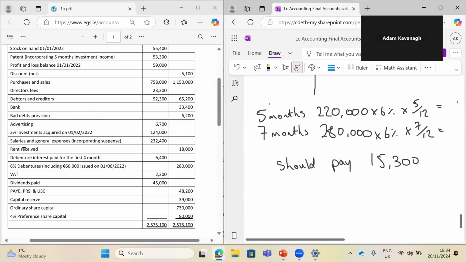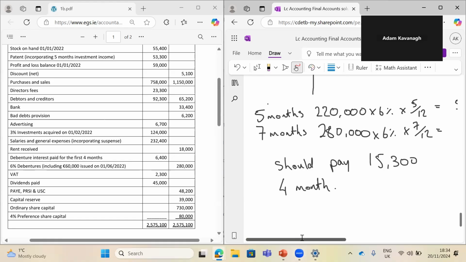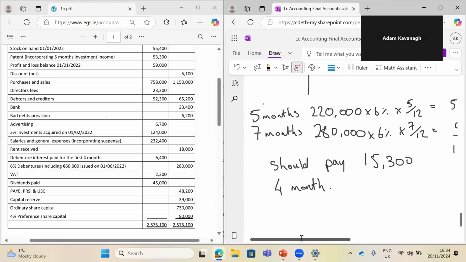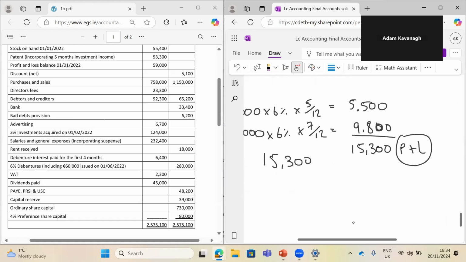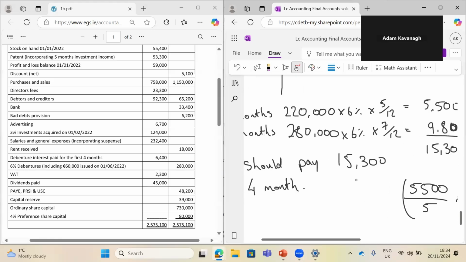We've paid 4 months. Now, how much is 4 months? We said here it was 6,400, but let's actually calculate it. We know the first 5 months were 5,500. So to figure out what 4 months equals, we get 5,500 divided by 5, multiplied by 4, and that'll give you 4,400. Which means the amount that's due is 10,900, and that is a current liability because it's due to be paid by us.